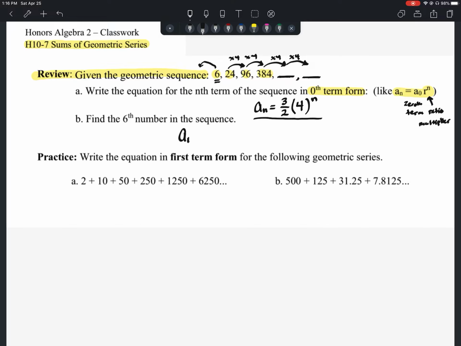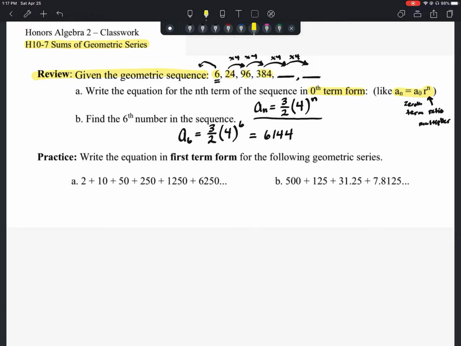We could say the 6th term is going to equal our 0th term times the multiplier, or the common ratio, 6 times. Okay, so our answer there, when we do that, 3 halves times 4 to the 6th, should have been 6,144.